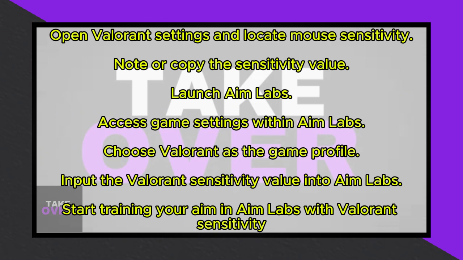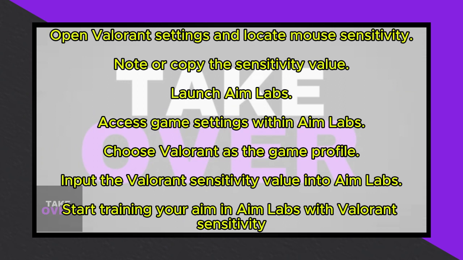Next, open Aimlab. Aimlab is a software designed for aim training, and it supports various game profiles. Go to the game settings within Aimlab. Look for the option called Game Profile and Sensitivity. Select Valorant as the game profile.